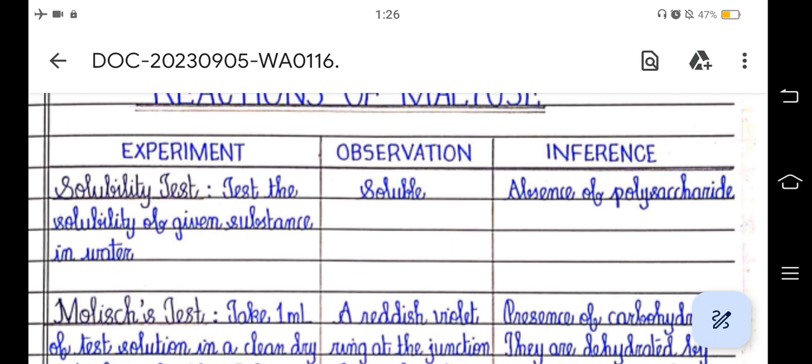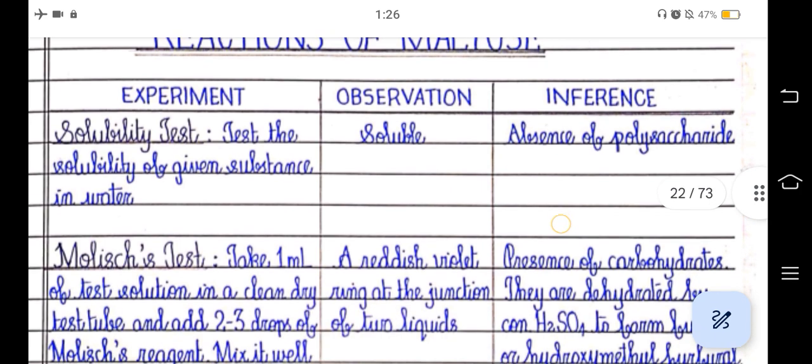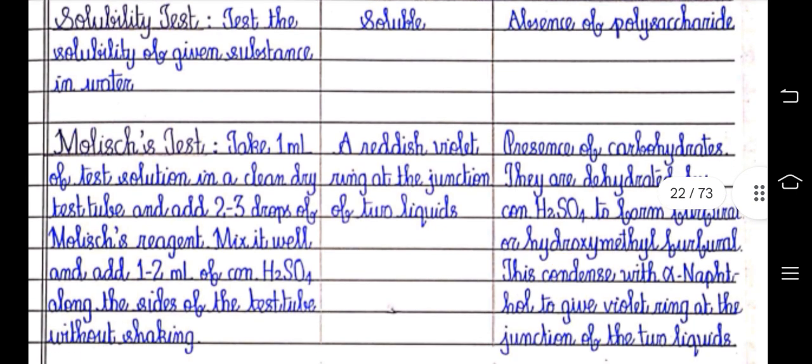Solubility test. Test the solubility of the given substance in water. Soluble, absence of polysaccharide. Molisch test. Take 1 ml of test solution in a clean dry test tube. Add 2 to 3 drops of Molisch reagent. Mix it well and add 1 to 2 drops of concentrated H2SO4 along the sides of the test tube without shaking. A reddish violet ring at the junction of two liquids.